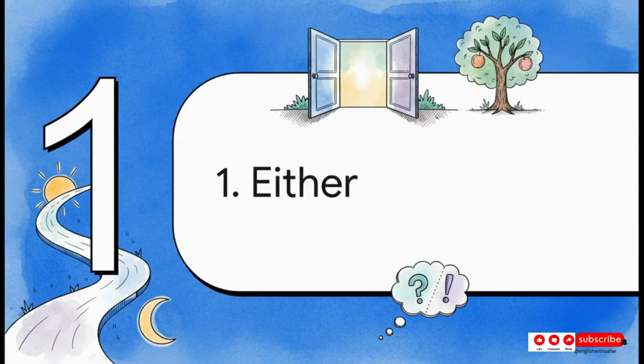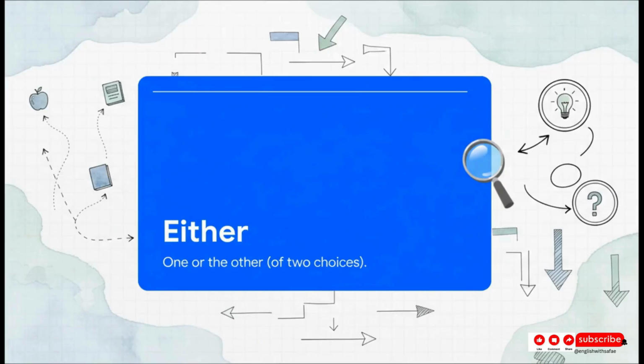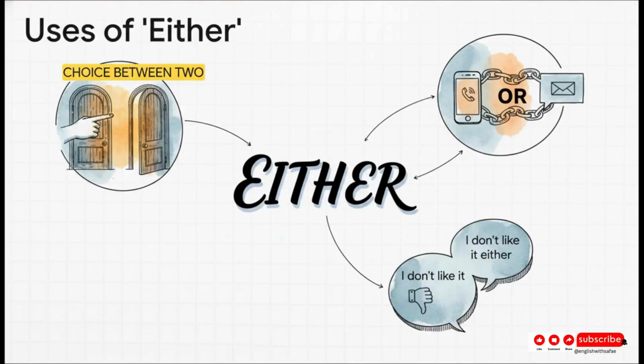Okay, first up, we have either. The way I want you to think about this word is as the word of choice. It's all about possibilities, about presenting options. Yep, at its very core, either is about making a choice between two things. It's a straight-up this one or that one situation. Simple as that. So here are the three main ways we use it.